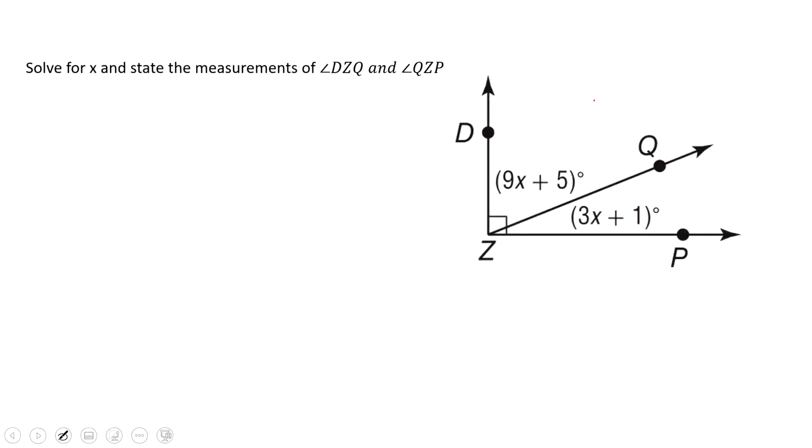Here's one for you to try. Again, plug your answer in Ed Puzzle. Come back and check your work.